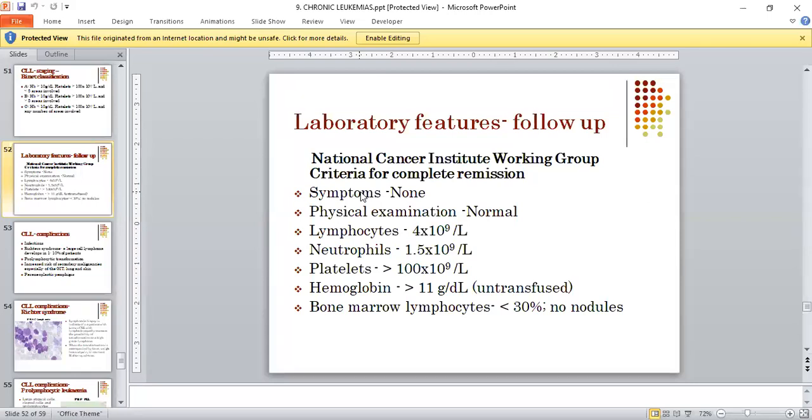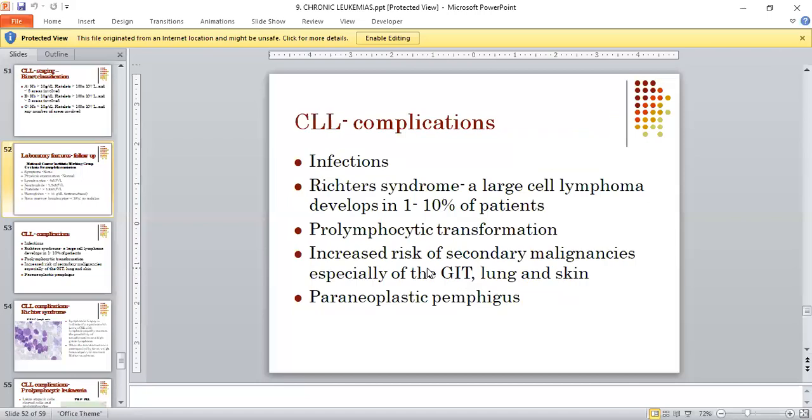This is the criteria to declare a patient to be in complete remission. So should have no symptoms, normal physical exam, lymphocytes should be above 4 × 10⁹, neutrophils. These are the values for all of them. Hemoglobin should be above 11, and the bone marrow lymphocytes should be less than 30% with no nodules.